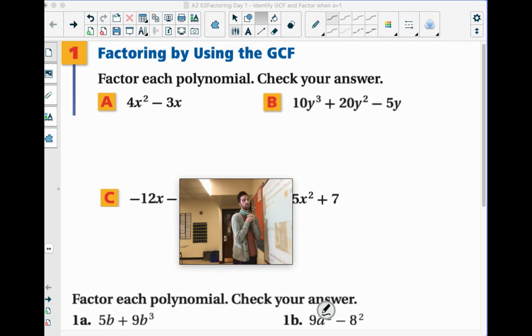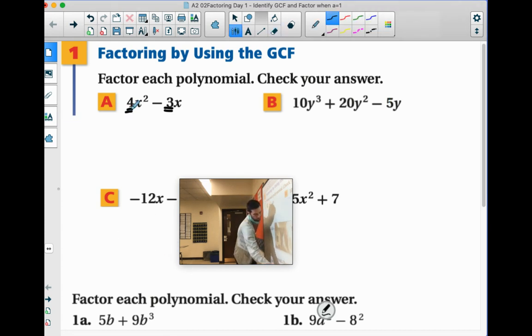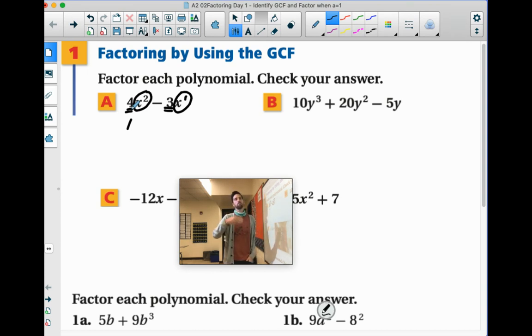So looking at 4x squared and 3x, if you look at the numbers in front, we have 4 and 3. The largest thing that goes into 4 and 3 is 1. But we're not going to factor out a 1. I mean, we could. Okay, we'll leave it there for now. But we also have to look at the variables. They both have x. This first one has x squared. The second one has x to the first. We have to go with what they both have. And they both have at least x to the first power. Now, you're not going to write 1x to the first as the greatest common factor. You would just change that to x.